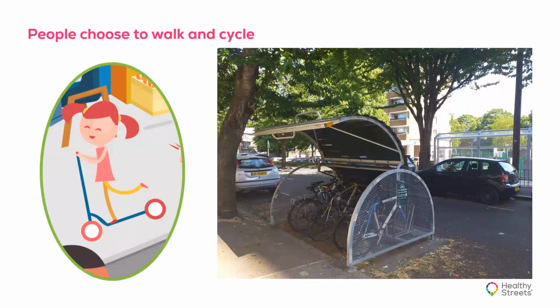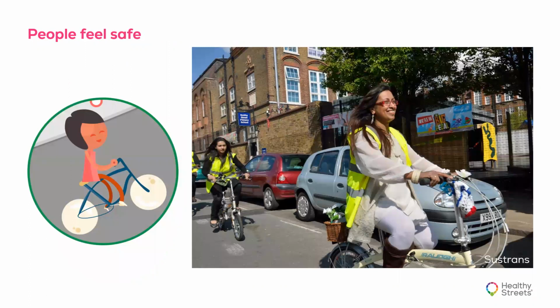For people choosing to walk and cycle, often we focus on the paths and the routes that we provide for walking and cycling, but we need to think about all aspects of the experience. And here's an example of where an on-street car parking space has been repurposed for cycle parking. This provides secure, weather-protected shelter for residents' bikes, conveniently placed in front of their homes. And for people feel safe, this is not just thinking about road danger, but it's also thinking about all aspects of safety, including social safety.